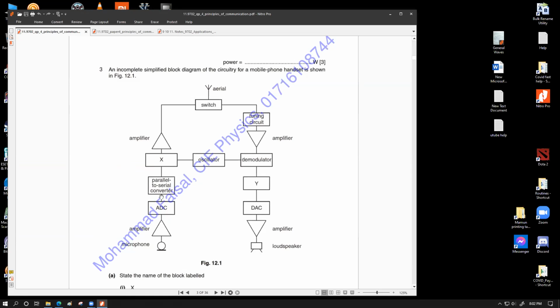You have to learn up to the parallel to serial converter, then it gets into the communication channel, and that communication channel is basically a PSTN network, which you don't have to learn. Then it comes out of the communication channel, and then it goes to the serial to parallel converter. So you just have to know their uses.